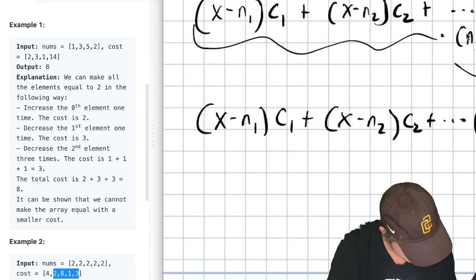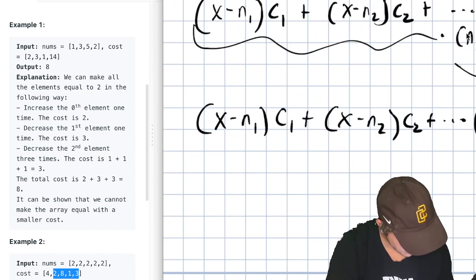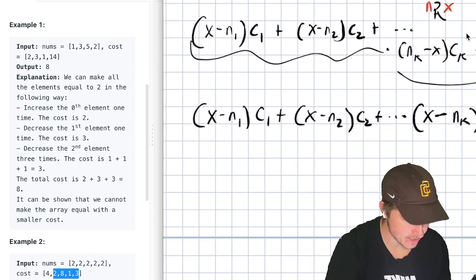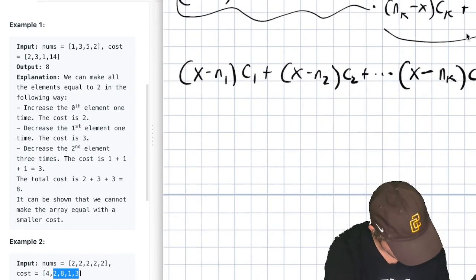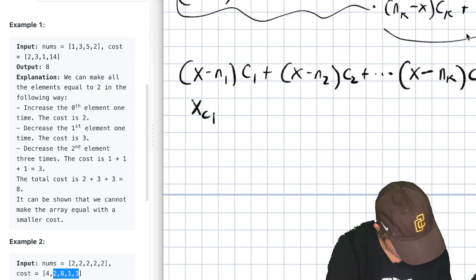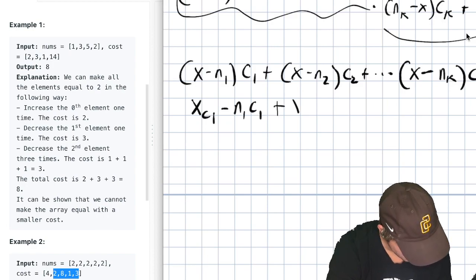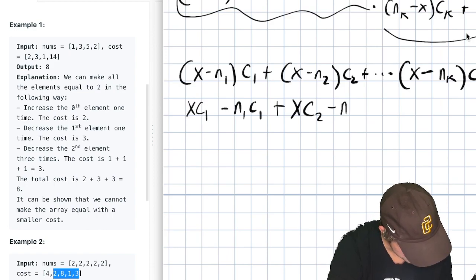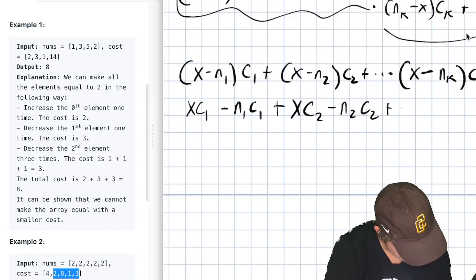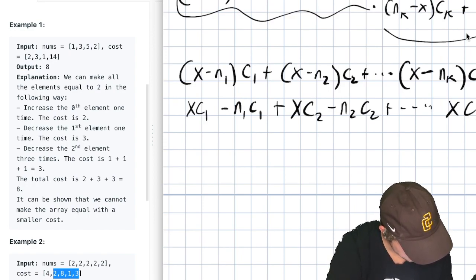Okay, x minus n to the k, c to the k. See if we can try to get some information out of this and pull variables out and see if we can get general things that are true. Okay, so we have x c1 minus n1 c1. We have x c... why'd I do it like that? All right, just give me a second here. I'm doing some algebra. x c2 minus n2 c2 plus dot dot dot, x ck minus nk ck.